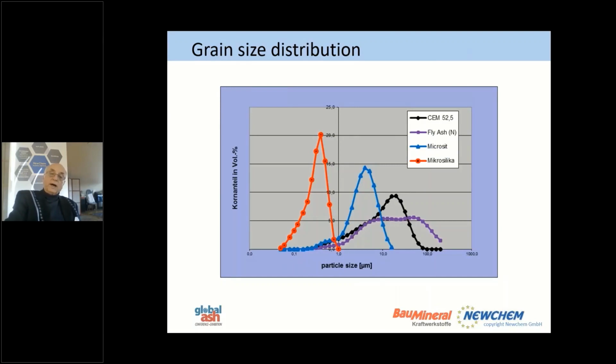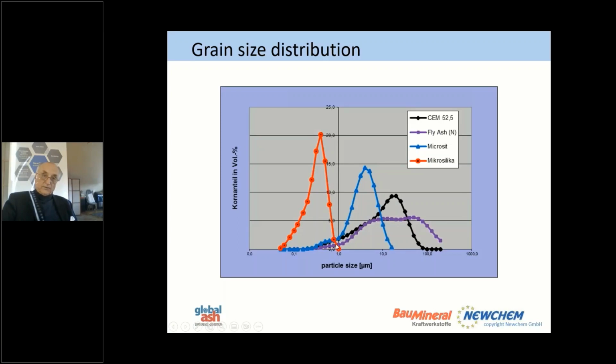Now, here we have the particle size. The black one is the normal SEM 52.5. The fly ash normally has a rather lengthy curve and ends up to 300 microns. That's why it is not dissolved before the concrete is hardened.